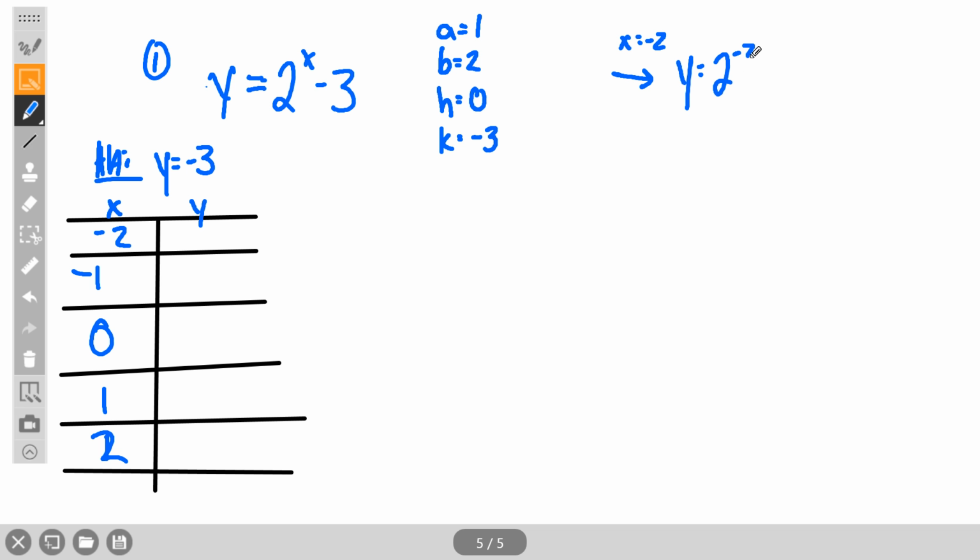y is equal to 2 to the negative 2 minus 3, which is 1/4 minus 3. And of course, you can just put this in the calculator. Okay, if you want to put this in the calculator, that's fine. So that is negative 2.75.